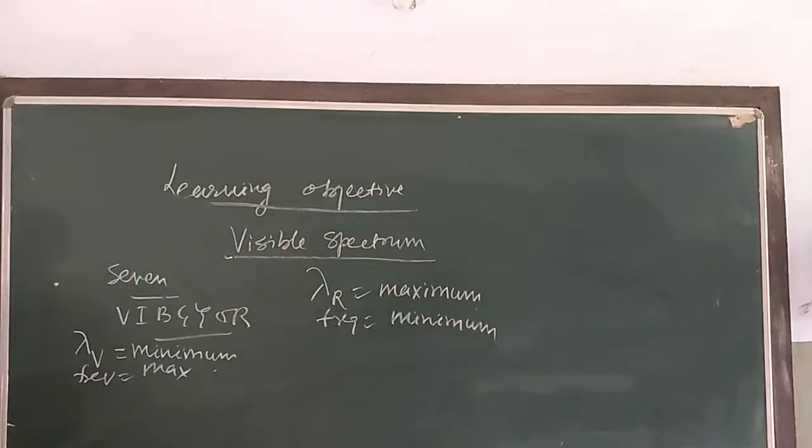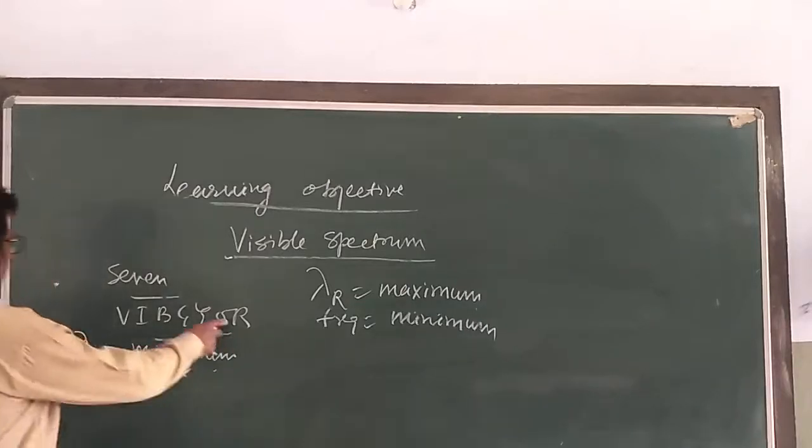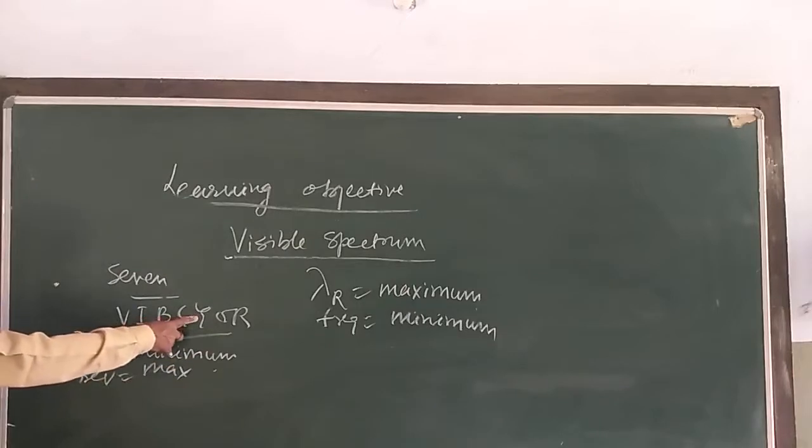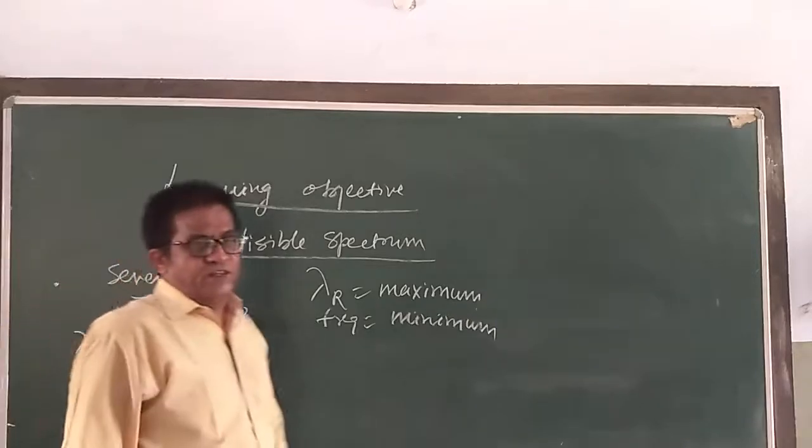So, the sequence of the colors in the visible spectrum from the lower end is given by violet and the upper end given by red. The spectrum in which different colors occupy their positions whatsoever they are is called pure spectrum.